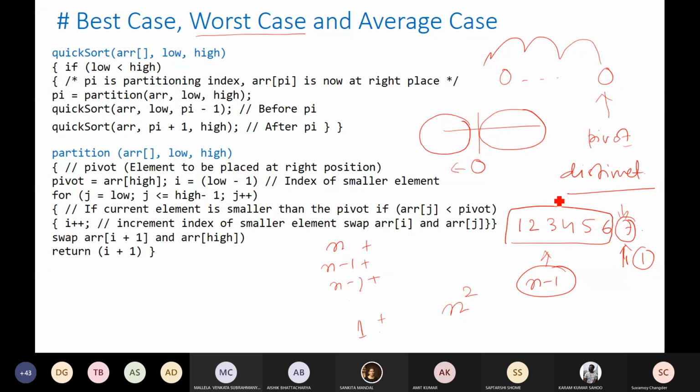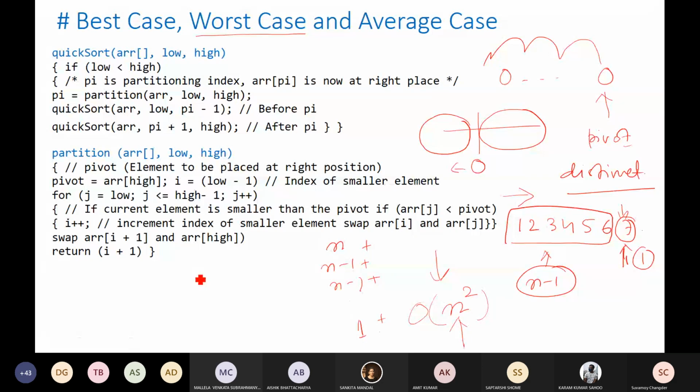So worst case means, I think you have heard the situation that if we supply an already sorted array to the quicksort, it will exhibit worst case time complexity. So worst case means the maximum time taken by the algorithm. The maximum time taken by the algorithm is known as worst case time complexity. It will not take more than this value.